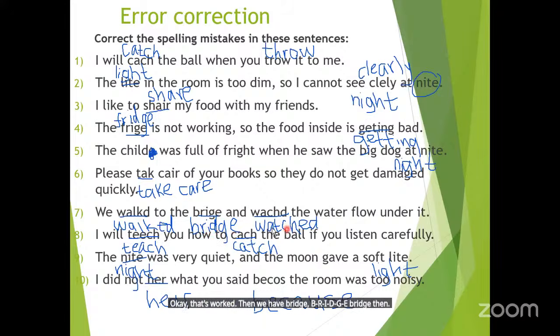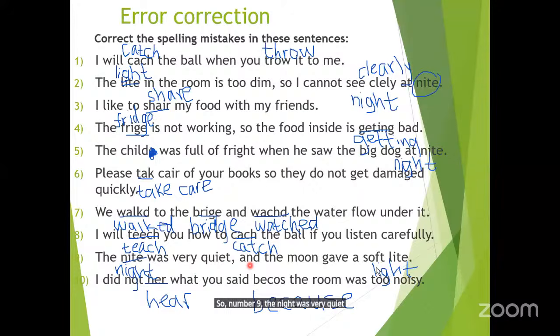Then watched, W-A-T-C-H-E-D, watched. Then we have number 8. I will teach you how to catch the ball if you listen carefully. Teach is T-E-A-C-H, teach. Catch is C-A-T-C-H, catch.